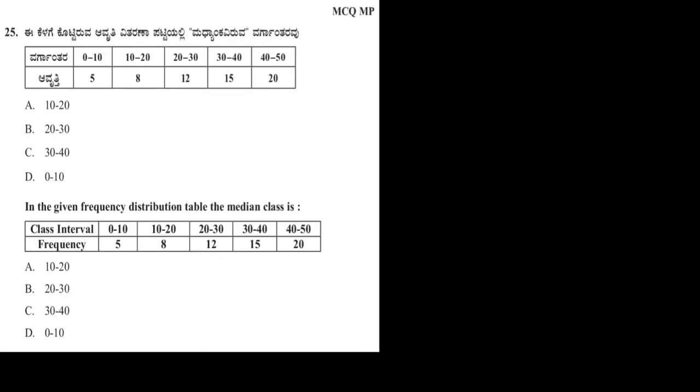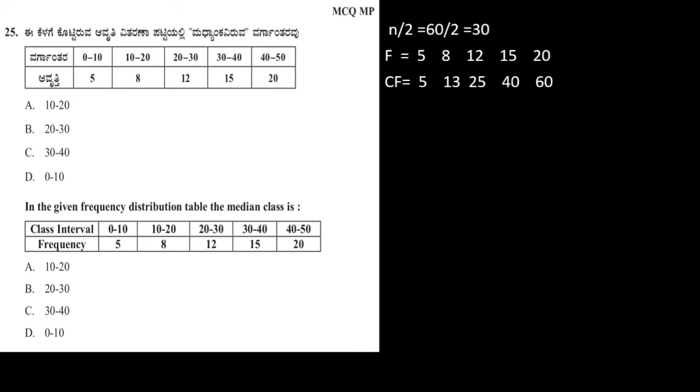25th one: in the given frequency distribution table, find the median class. They gave the class intervals and the frequencies 5, 8, 12, 15, 20. We will add everything to get the n value, which is 60. Then n by 2 is 60 divided by 2, which is 30. Now we write down the frequencies: 5, 8, 12, 15 and 20.